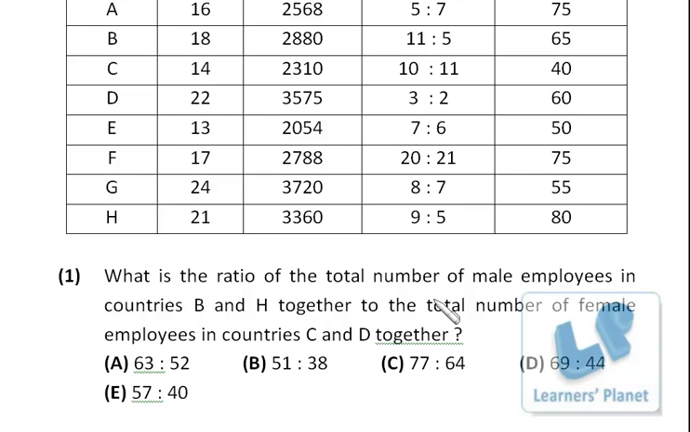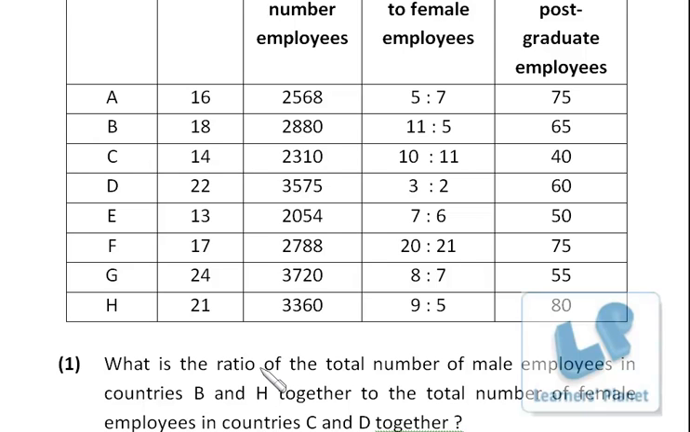What is the ratio of the total number of male employees in countries B and H together to the total number of female employees in countries C and D together? Okay, in country B, male employees will be 11 by 16 of this. So by 16 if I do, and 182 into 11 is 1980. So that is the total number of male employees in country B.